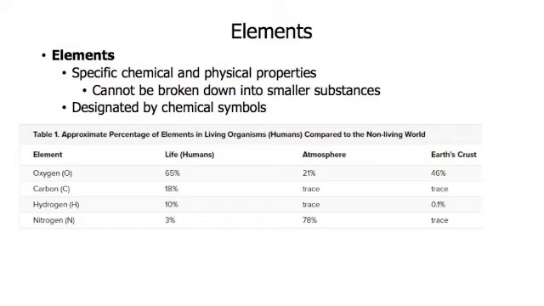Matter is composed of chemical elements. Elements are substances that cannot be broken down into other substances. There are 92 naturally occurring elements on Earth. And when we look at Table 1 on this slide, we see 4 of those naturally occurring elements: oxygen, carbon, hydrogen, and nitrogen. These 4 elements make up about 96% of the weight of the human body.